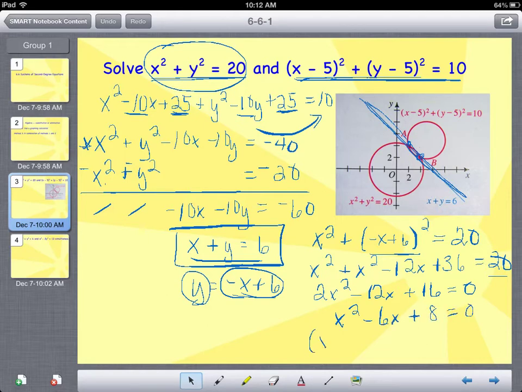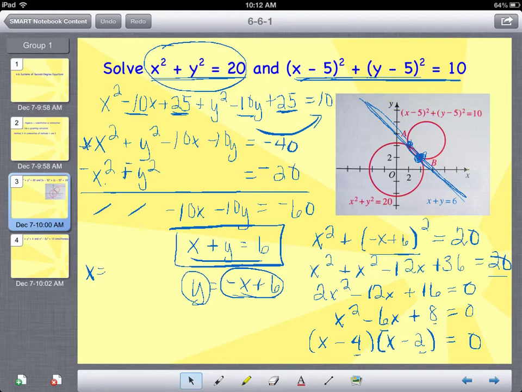I can factor that into an x minus 4 and an x minus 2, because 4 times 2 will give me the 8. Added together, I'll get the negative 6. Okay, so that would make sense because our x coordinates of our points of intersection up here on our graph would be 4 comma something and 2 comma something. So x is 4 and x is 2.